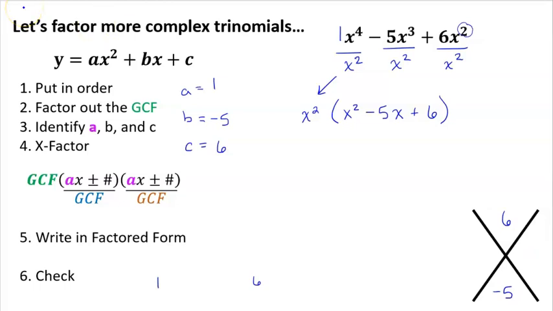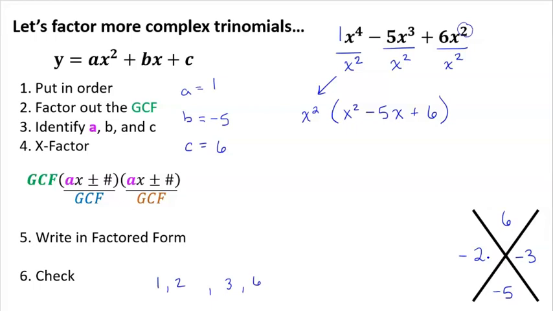But if we're thinking about the factors of 6, we also have 2 and 3. So 2 and 3 can also give me a 5. And then to get negative 5, it would be negative 2 and negative 3. Negative 2 times negative 3 gives me positive 6. So just be careful with some of these numbers where you might have some different possibilities. Make sure you're going back and checking.